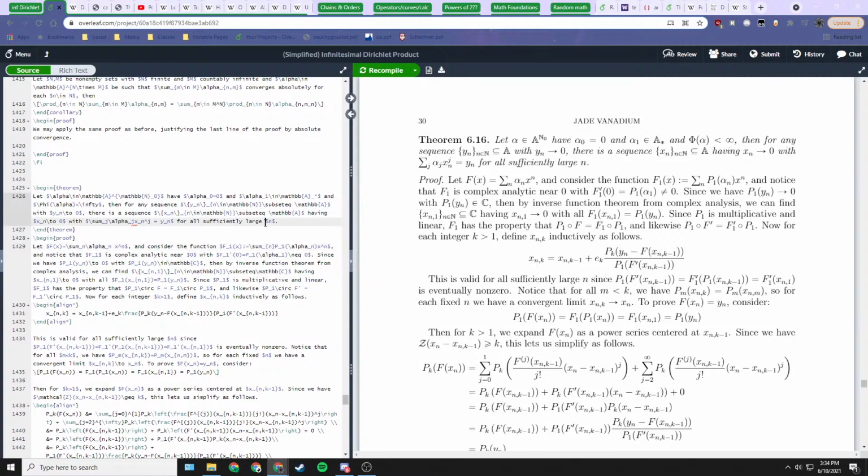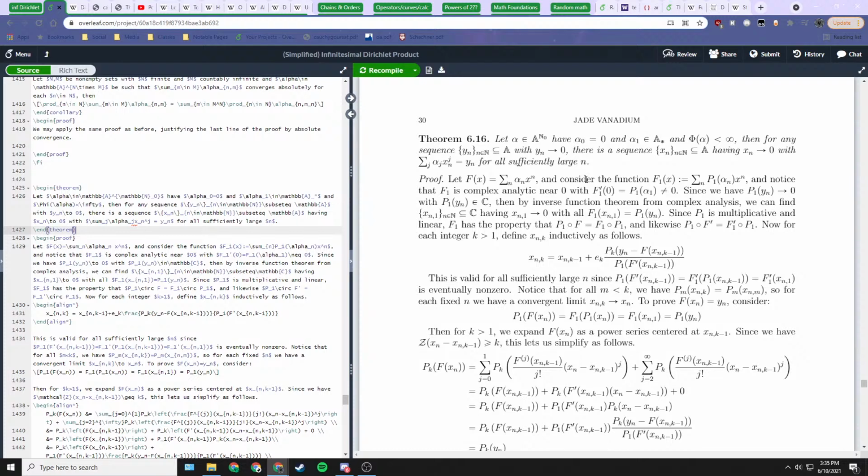So I'm sort of reframing this as kind of a lemma. So the theorem here is we're going to say, so for any sequence of coefficients which has alpha 0 is 0 and alpha 1 is in A star, and the growth phi alpha is finite. So this power series has a positive radius of convergence. Then given any sequence tending to 0, there is a sequence xn which also tends to 0. So for any yn sequence tending to 0, there's an xn sequence tending to 0 with this power series summation for these xn's equal to yn for all sufficiently large n.